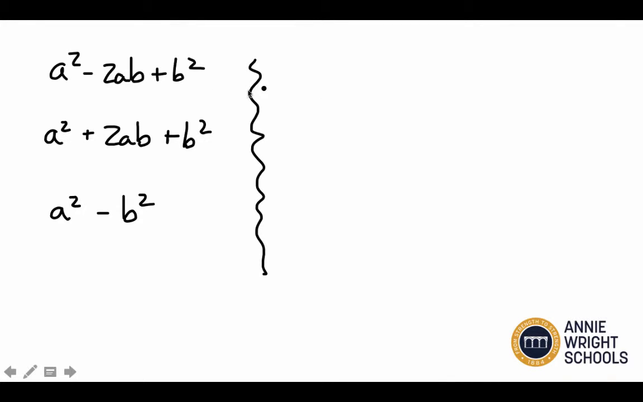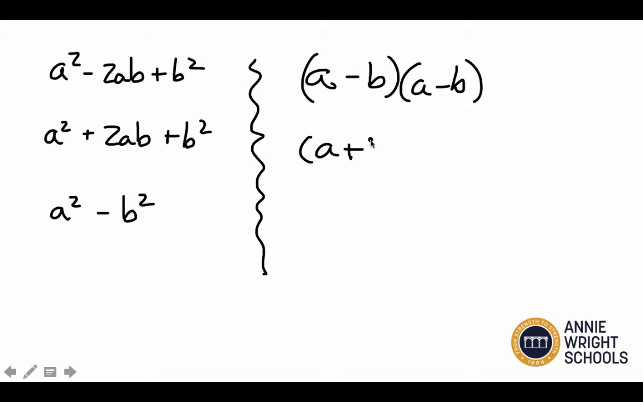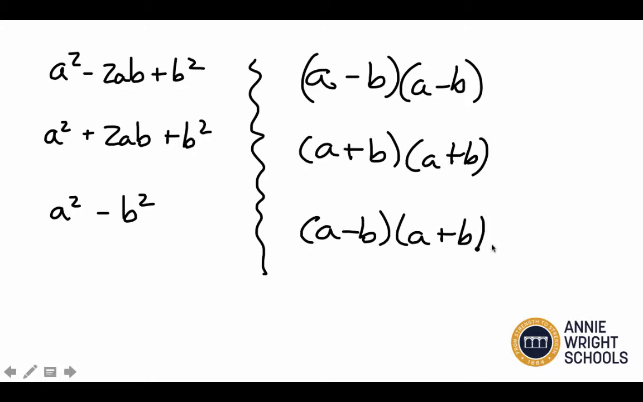Sometimes kids find it easier to recognize that it's one of these special forms and know that this first one is just a minus b times a minus b. The second one is a plus b times a plus b. And the last one is a minus b, a plus b. This one here we often write a plus b quantity squared, and this one here we write a minus b quantity squared. Be very careful here.